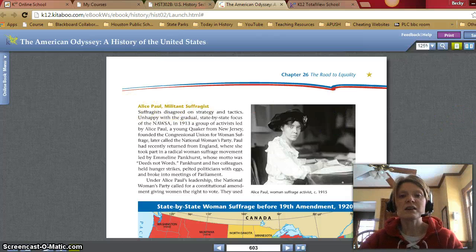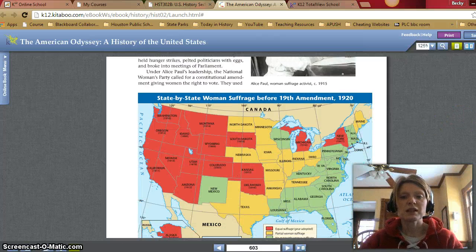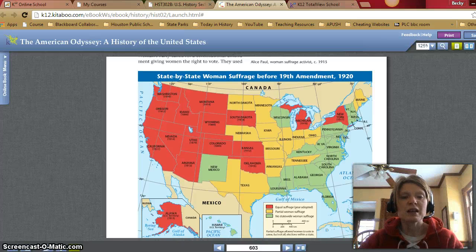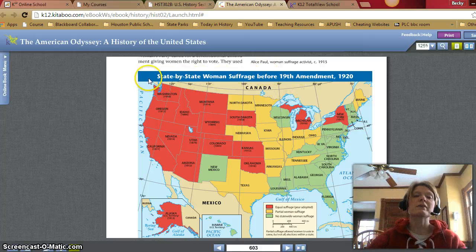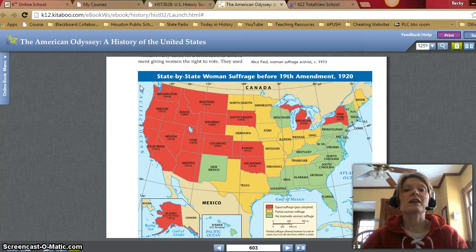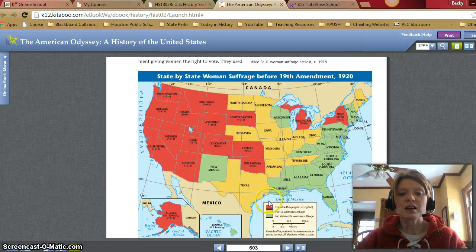Alice Paul, militant suffragist. But let's look here at this map. It's titled State by State Women's Suffrage Before the 19th Amendment. The 19th Amendment was the constitutional amendment that guaranteed women the right to vote. So before that amendment, these were the states that had equal suffrage. The ones in red had equal suffrage, and then in parentheses, the year adopted. The yellow ones have partial women's suffrage, which we can see Minnesota had, and the green had no statewide women's suffrage.